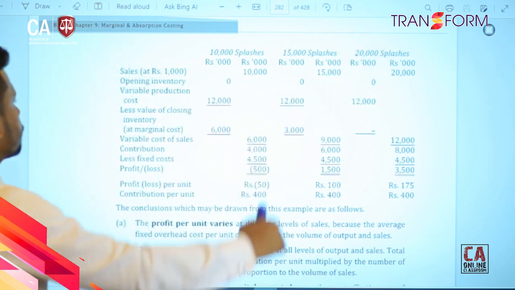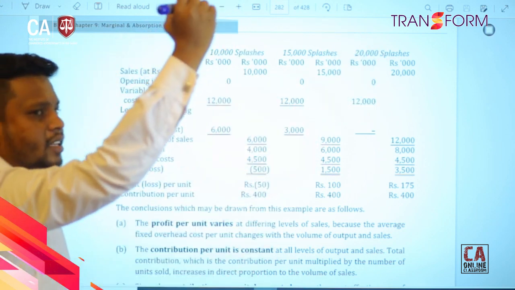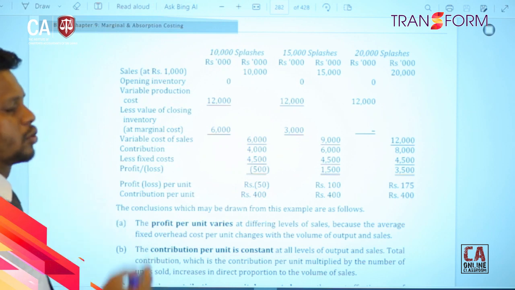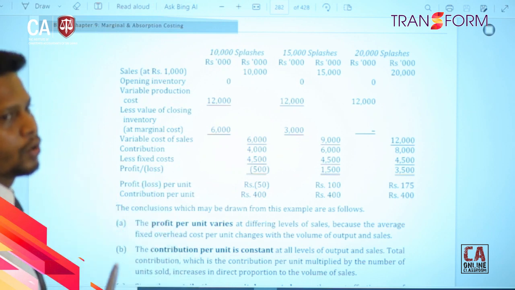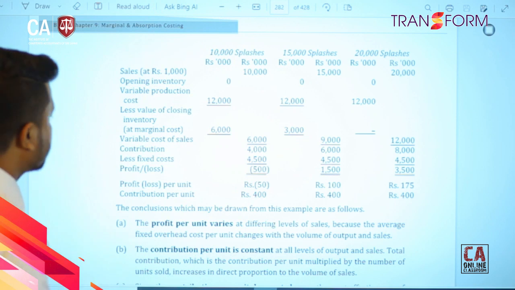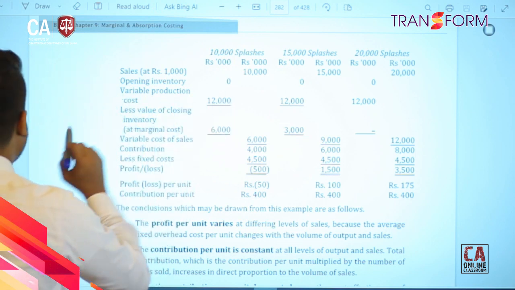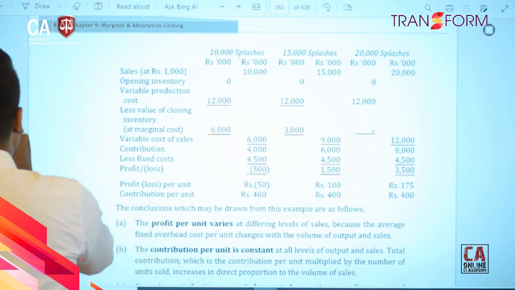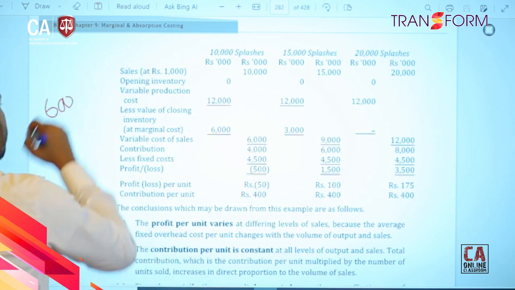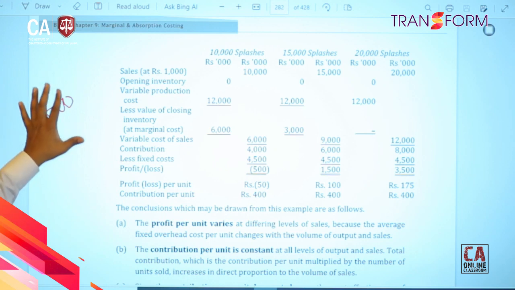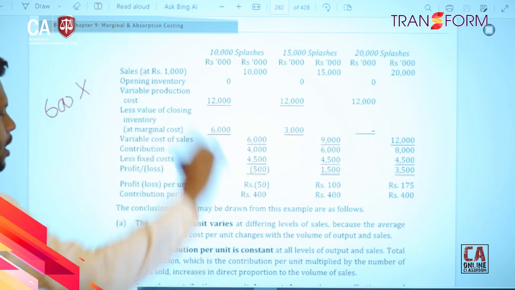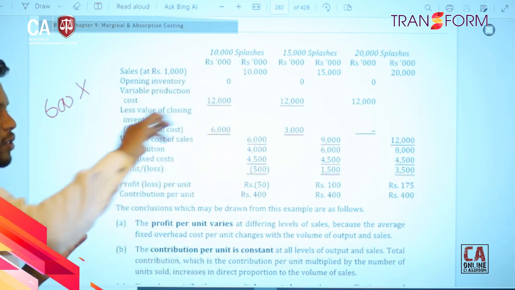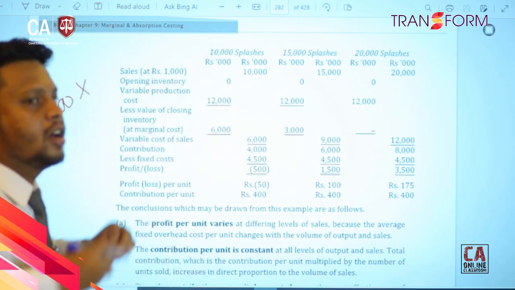So the next thing is what? Under the marginal cost method, you need to take the variable cost. You need to calculate the variable cost. How can you calculate it? Yes, very simple. You have the prime cost. Prime cost is 600 per unit. Then you can multiply it by what? The production. That is not the selling amount. What is the amount you produce?